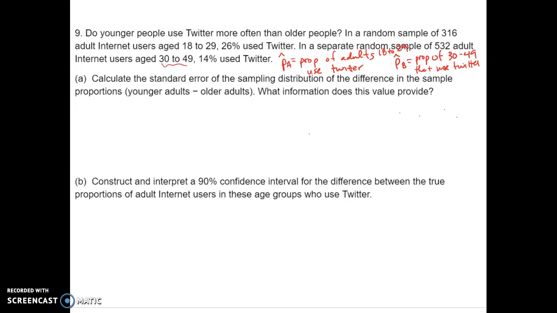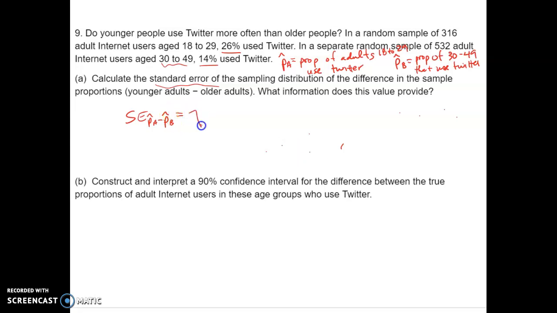So we defined our parameter, our statistics here, our p hats, and we want to find the standard error. We want to calculate the standard error of the sampling distribution. Notice this is standard error because these are statistics. 26% and 14% describe the proportion of the sample for each one of these, and therefore we have an estimate for standard deviation, aka standard error. So this is the standard error of p hat sub a minus p hat sub b, or the difference between those two. Younger adults minus older adults.